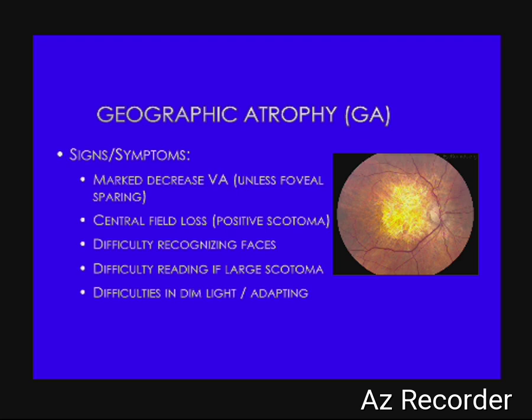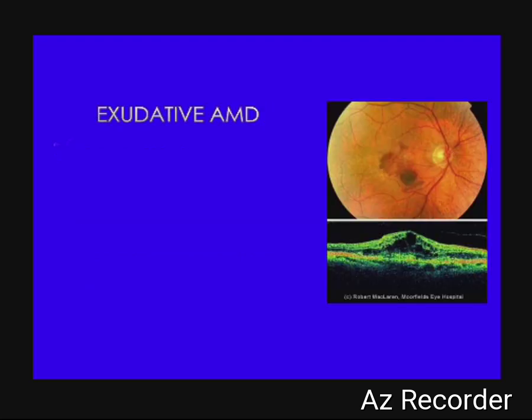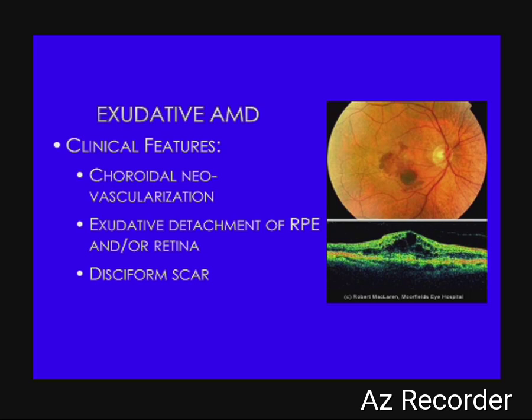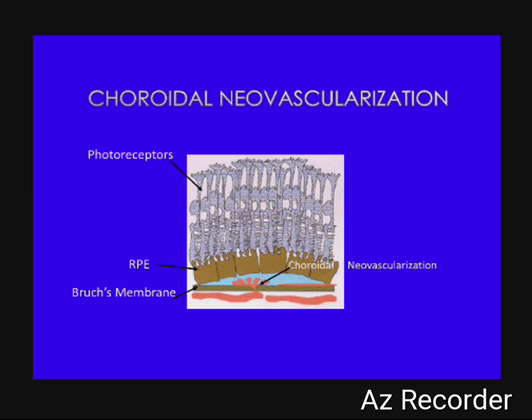Now, once geographic atrophy has taken place, these patients have a difficult time recognizing faces and reading, and the light is either too bright or too dim. The light has to be just right. In wet AMD, we have abnormal blood vessels that leak and bleed in the subretinal space, and this eventually leads to the development of a scar, which destroys the overlying structures, including the photoreceptors.